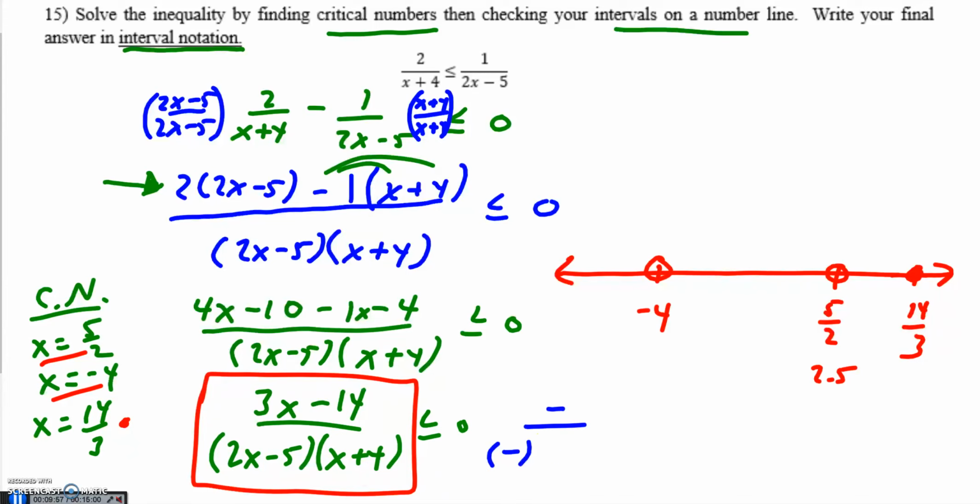and negative 5 plugged in here would get me another negative number. Negative divided by a positive is still a negative, which is less than 0, so this interval works.